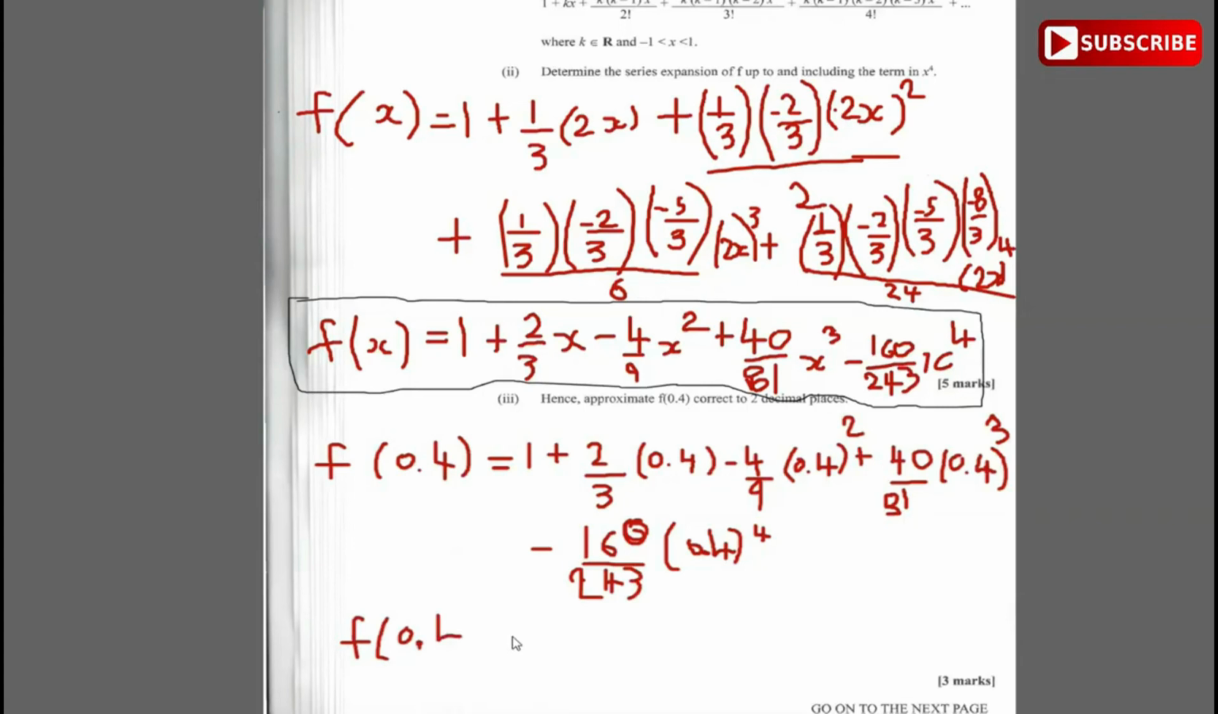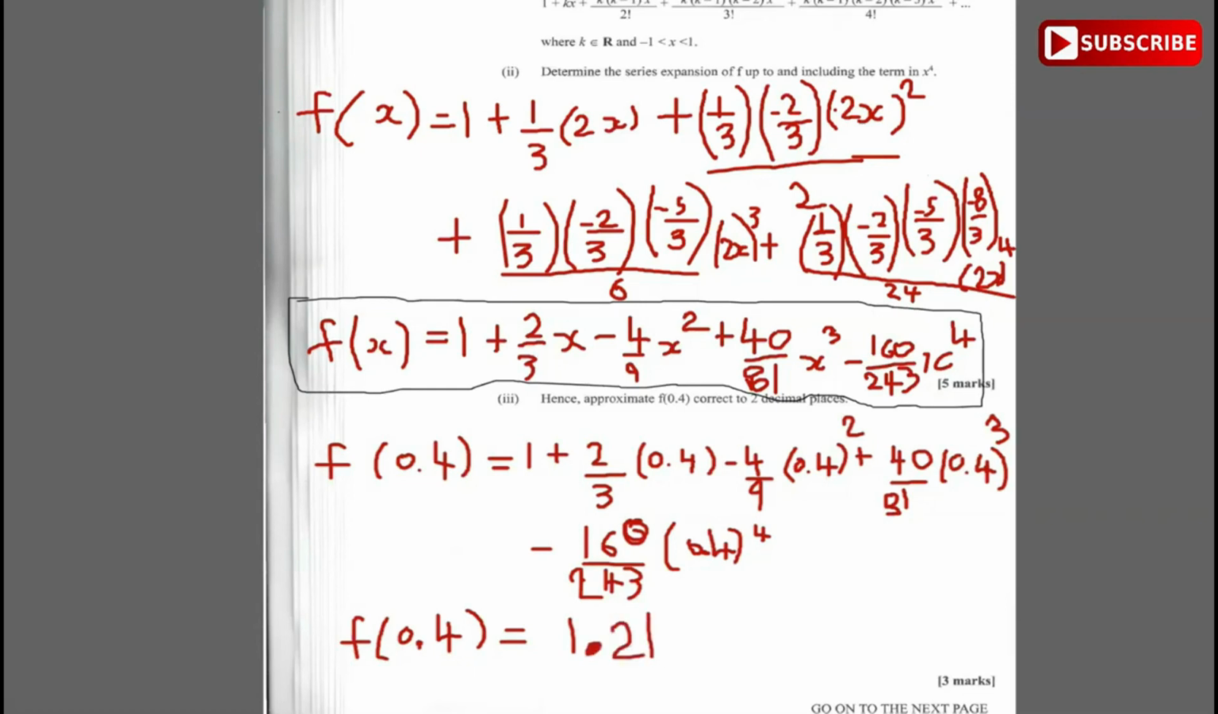f of 0.4 is equal to, we put in 0.4 now in our calculator, find out what we get: 1 plus 2 over 3 times 0.4 minus 4 over 9 times 0.4 squared plus 40 over 81 times 0.4 cubed minus 160 over 243 times 0.4 raised to the fourth power, and I'm getting 1.21. So I got 1.21.